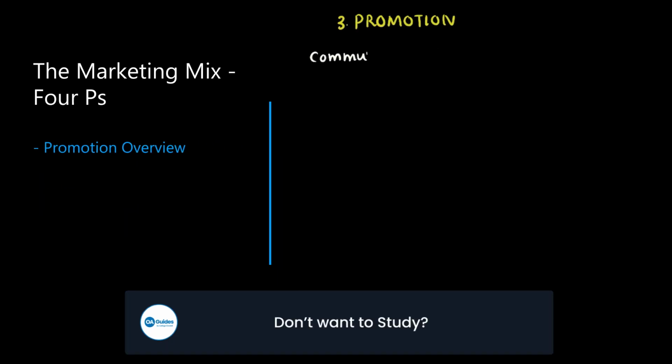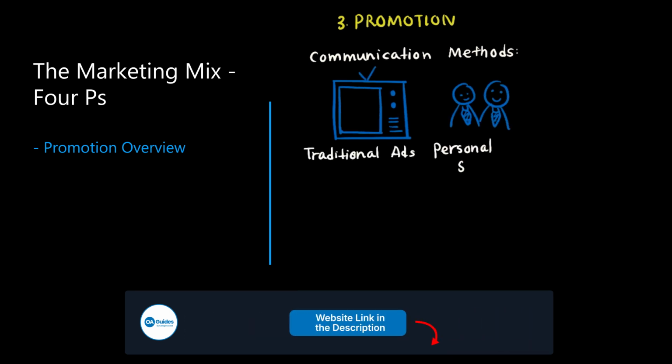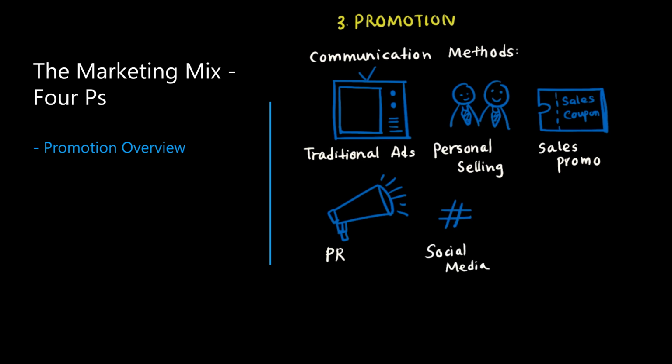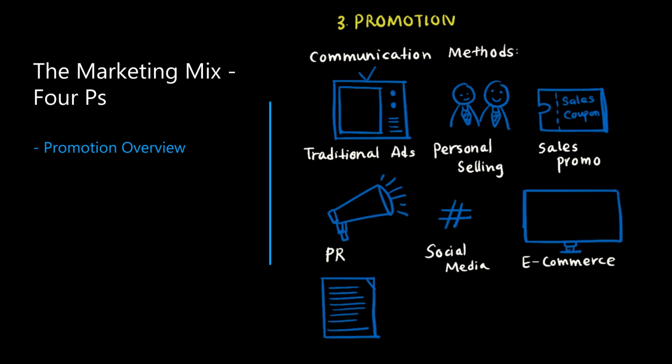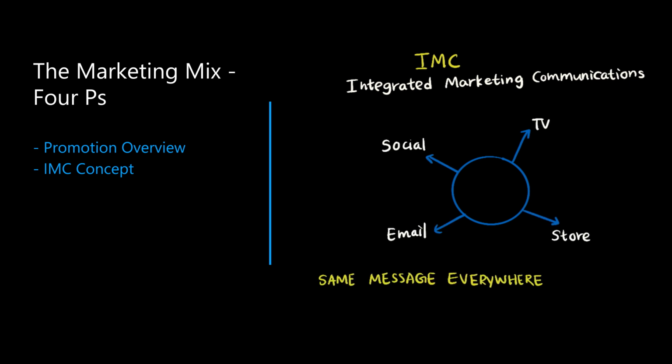Promotion, the third P, involves all methods of communicating with customers. This includes traditional advertising in TV, radio, and print, personal selling through face-to-face interactions, sales promotions like coupons and free samples, public relations to build company reputation, social media engagement, e-commerce through company websites, content marketing through blogs and videos, and even guerrilla marketing using unconventional, low-cost tactics.